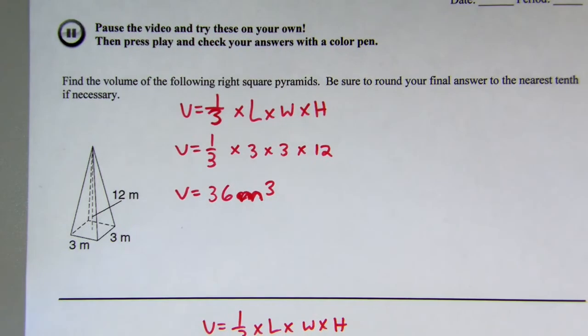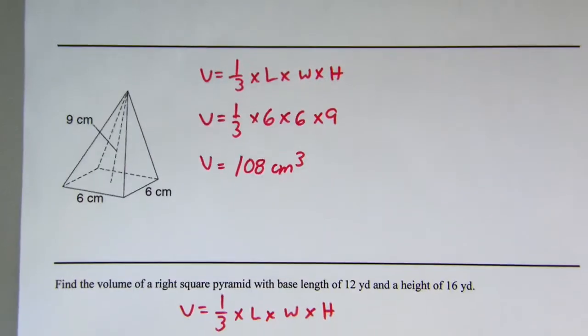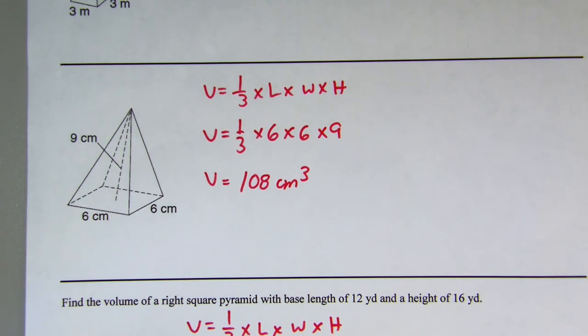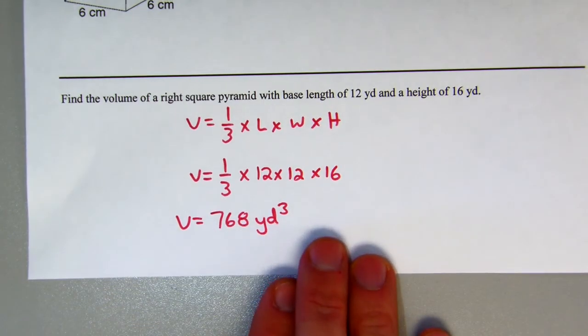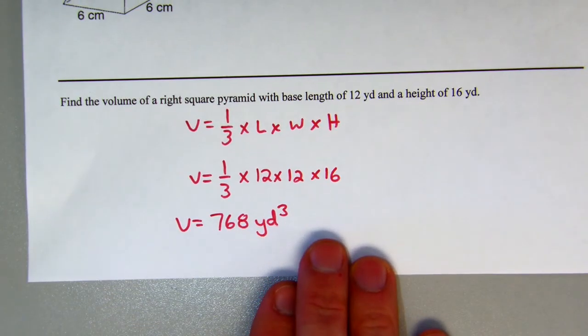So the first one, you should have gotten a volume of 36 meters cubed. Number 2, you should have gotten 108 centimeters cubed. And lastly, having a 12 yard base by 16 yard height, you should have gotten 768 yards cubed.